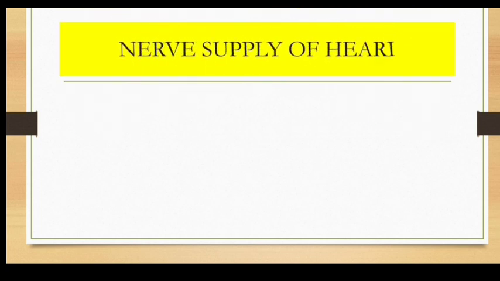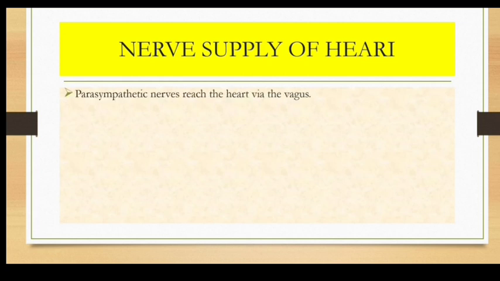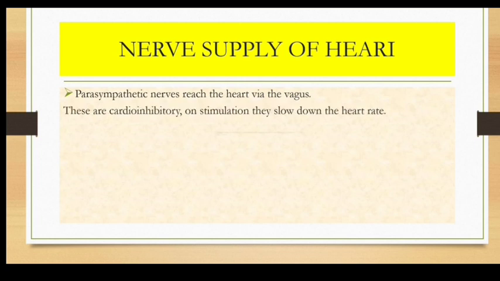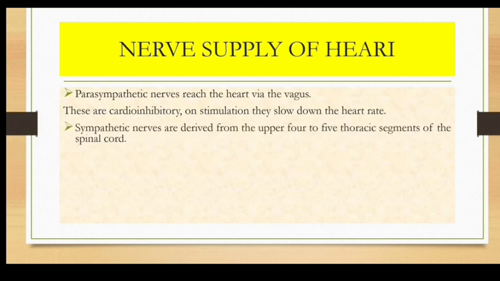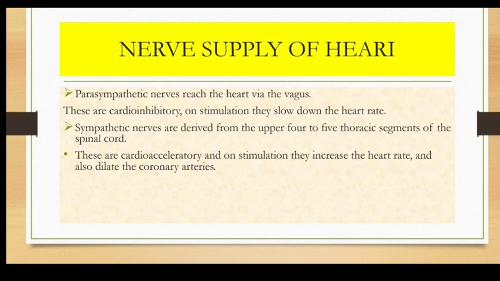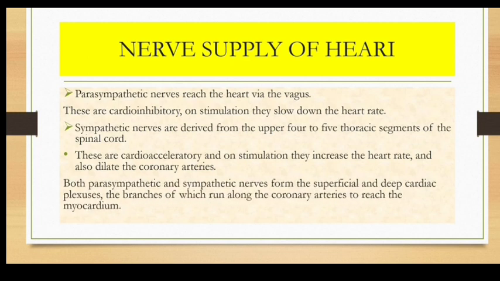Nerve supply. The heart is supplied by two nerves, parasympathetic and sympathetic, right? The parasympathetic nerve reaches the heart by the vagus nerve. These are cardio-inhibitory, and on stimulation they slow down the heart rate. The sympathetic nerve is derived from the upper 4 to 5 thoracic segments of the spinal cord, and these are cardioacceleratory. On stimulation they increase the heart rate and dilate the coronary arteries. Both parasympathetic and sympathetic nerves form the superficial and deep cardiac plexus, and branches of these run along the coronary arteries to reach the myocardium.